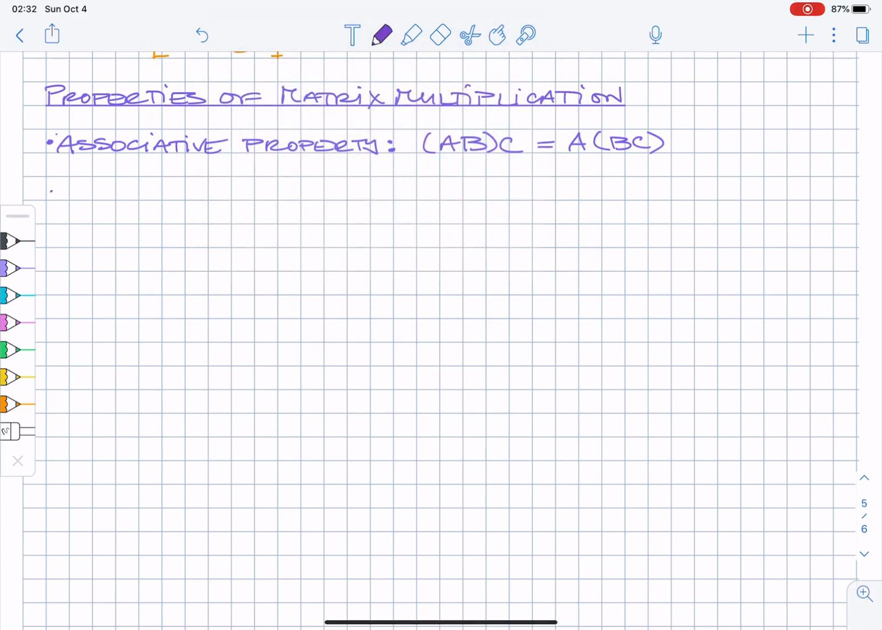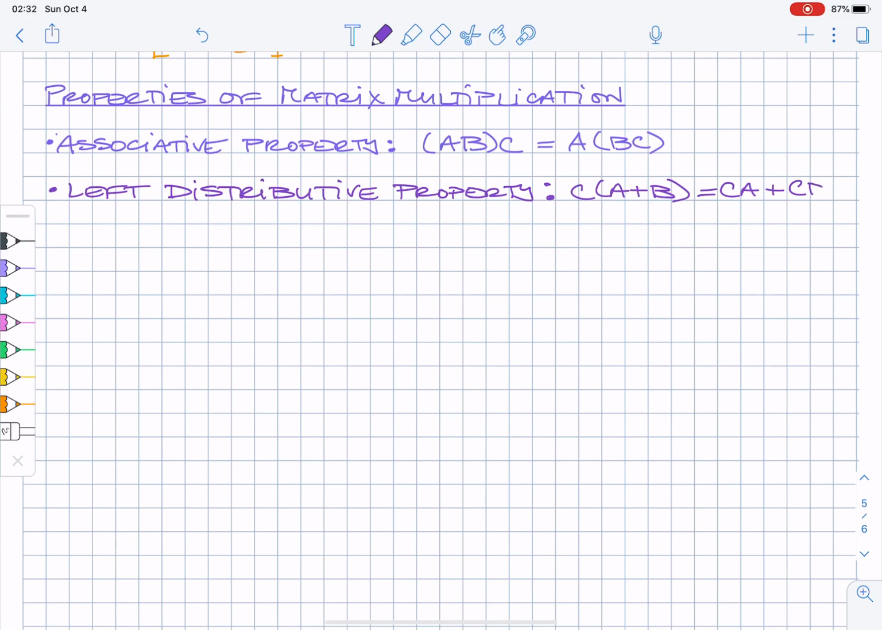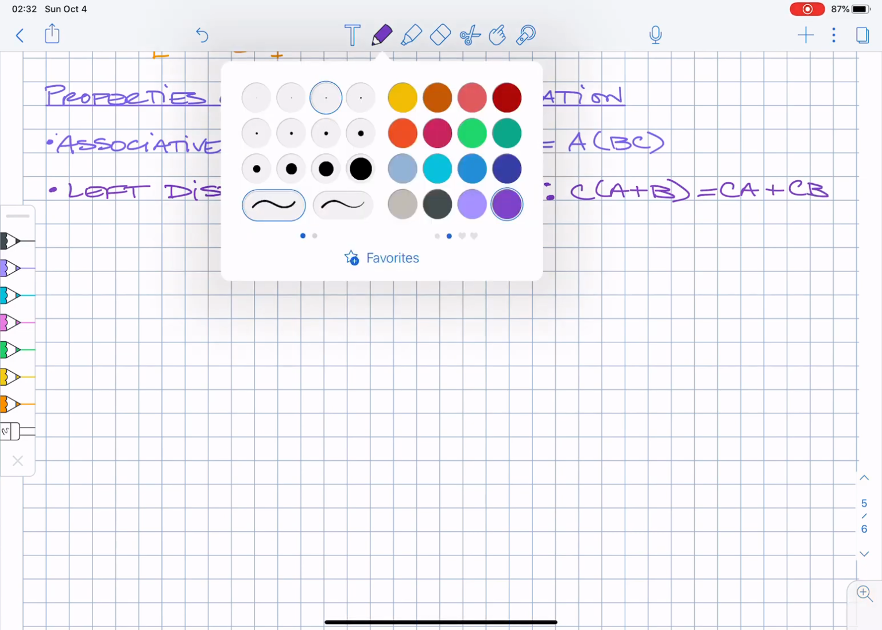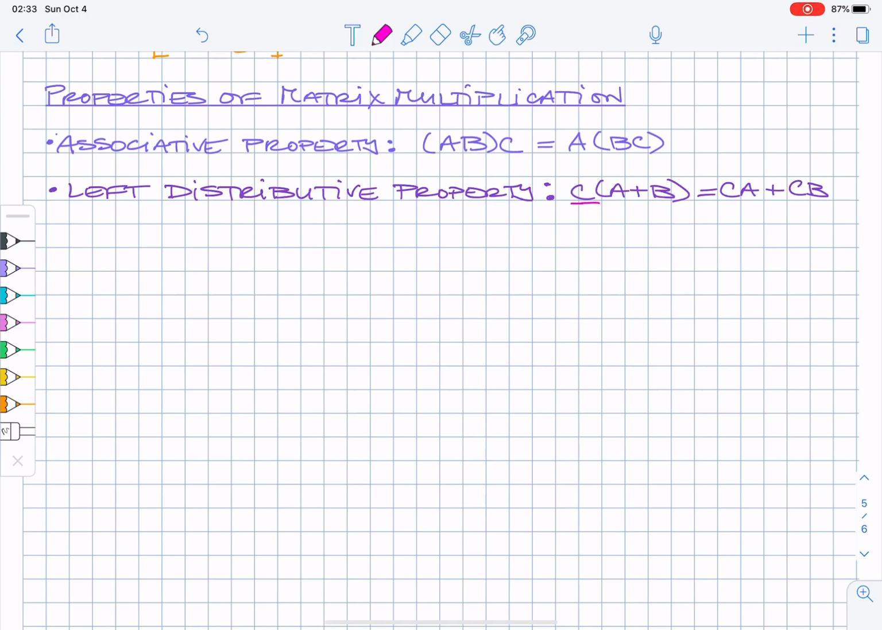Okay, what about the left distributive property? Meaning that C times (A plus B) is C times A plus C times B. It's on the left. So let me underline that. It's on the left.